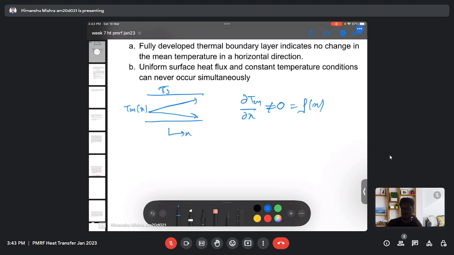criterion to determine the thermally developed boundary layer is that the temperature difference should not change with the horizontal distance, which means that the derivative is equal to zero, which means that my temperature difference. So here Ts is the surface temperature, and this is the mean temperature at inlet, and this is the mean temperature at outlet. So this temperature difference, sorry, this is my temperature at, let's say, some location x.